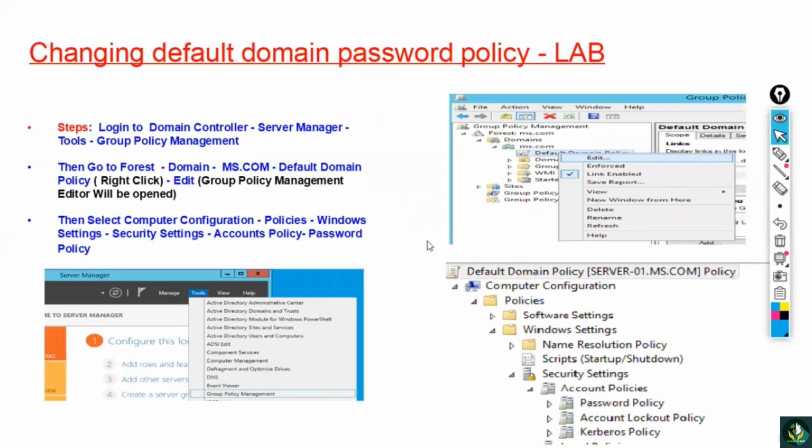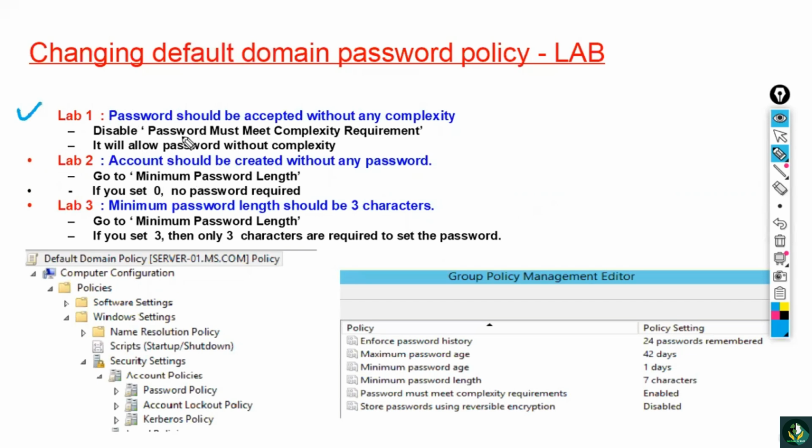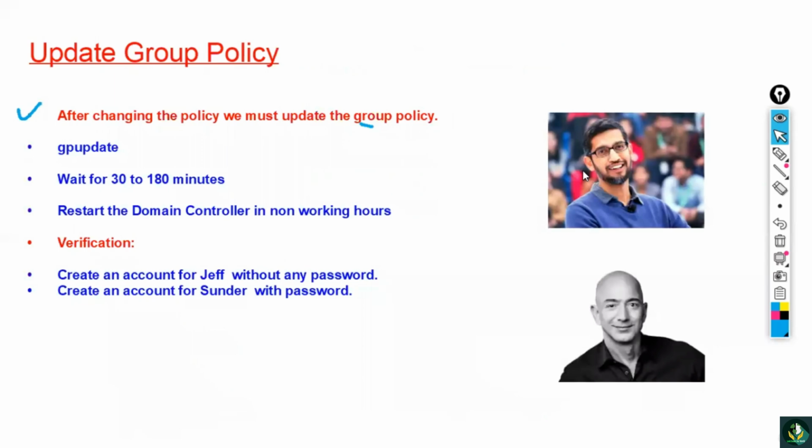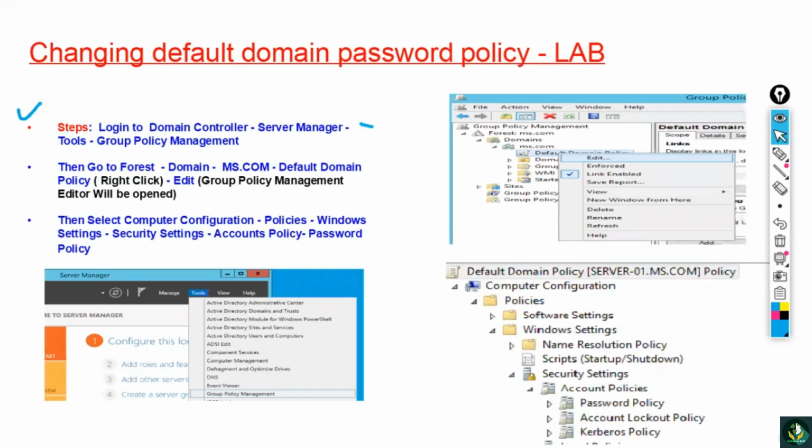Okay, guys. So let us see the first lab. The password should be accepted without any complexity. So you will go to the group policy. I will show you how to reach the default group policy. You will go to server manager, then under server manager you will go to tools, then group policy management. You will get this window. You will expand forest, expand domains, then expand ms.com. You will get the default group policy here. You will right click on the default group policy and select the edit option. After selecting edit, you will get this window.